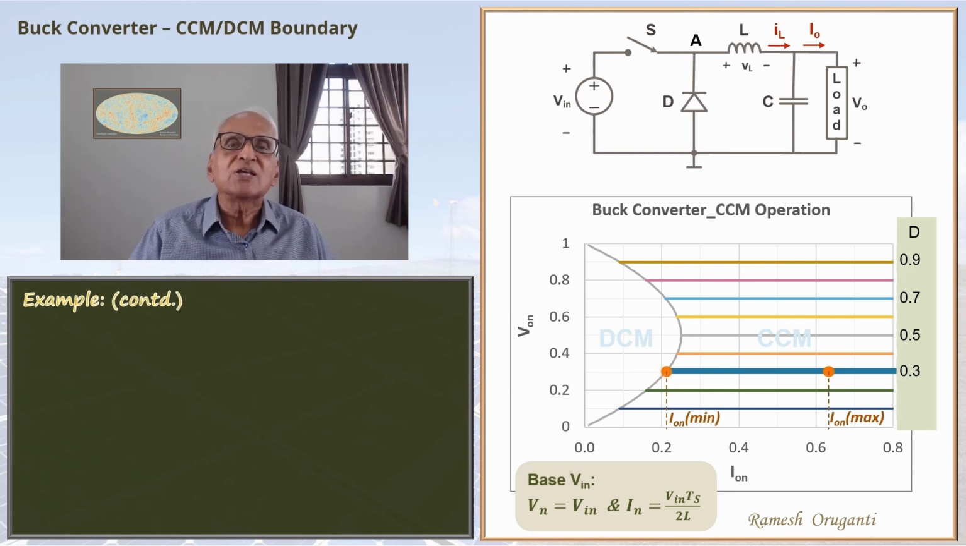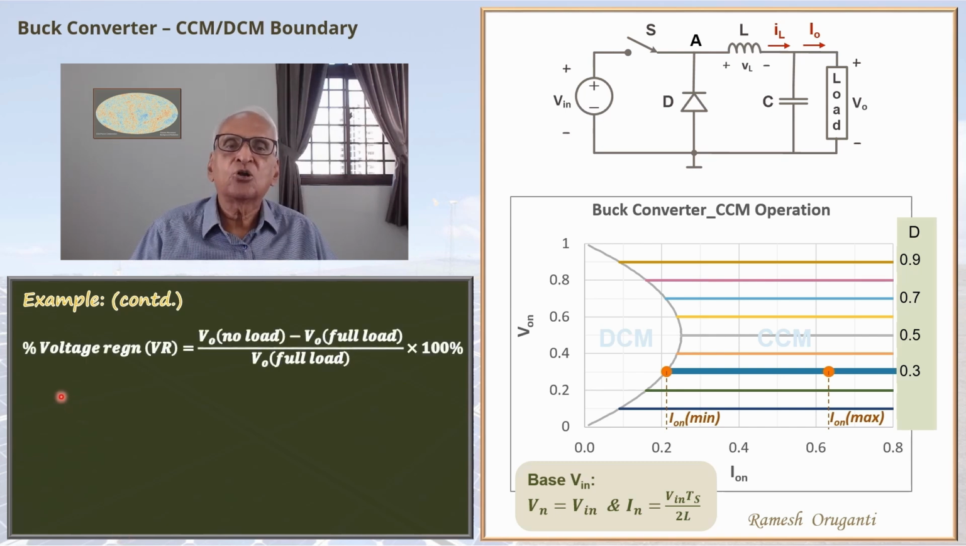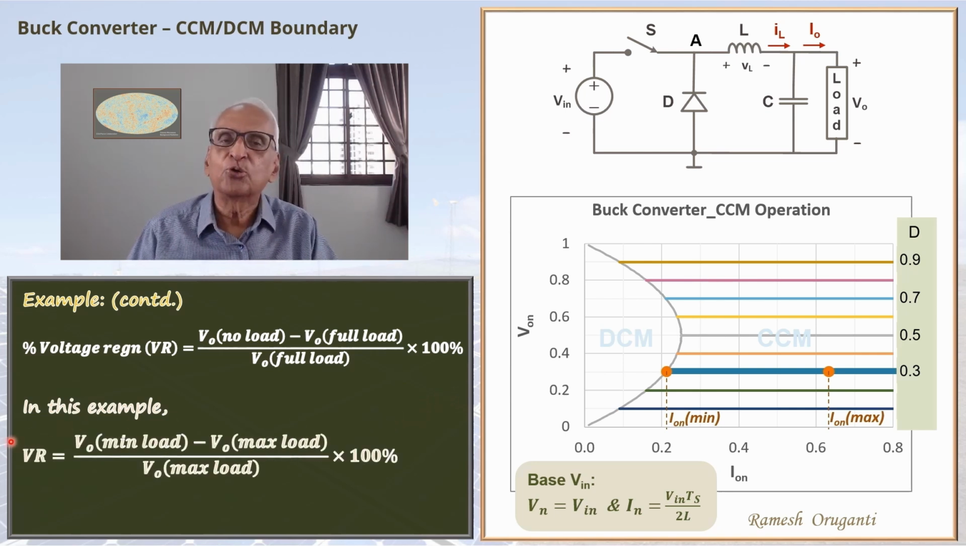Next, we will look at the voltage regulation. In this case, the voltage regulation becomes trivial, but still it's a good exercise to think in terms of voltage regulation when we are looking at this problem. Percentage voltage regulation is defined as V0 no load minus V0 full load divided by V0 full load times 100%. If you are talking of a transformer, this is how you will define it. Here we can define the voltage regulation as V0 minimum load minus V0 maximum load divided by the V0 maximum load times 100.